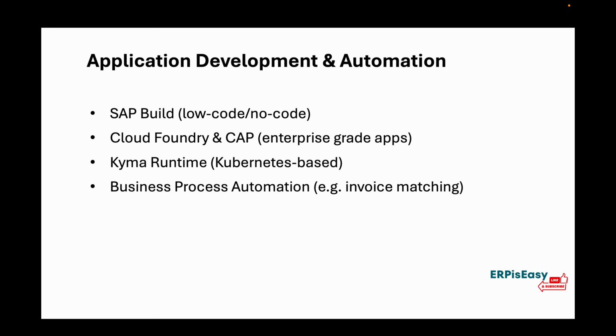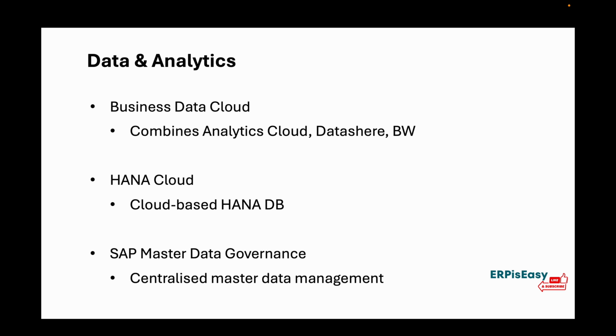You also have the option to use Schema Runtime, which is a Kubernetes-based platform that focuses on extending applications with serverless functions and containerized microservices. This category also includes business process automation tools, which helps you automate complex business processes like financial accounting reconciliation, accounts payable, invoice matching, etc. The next category is data and analytics.